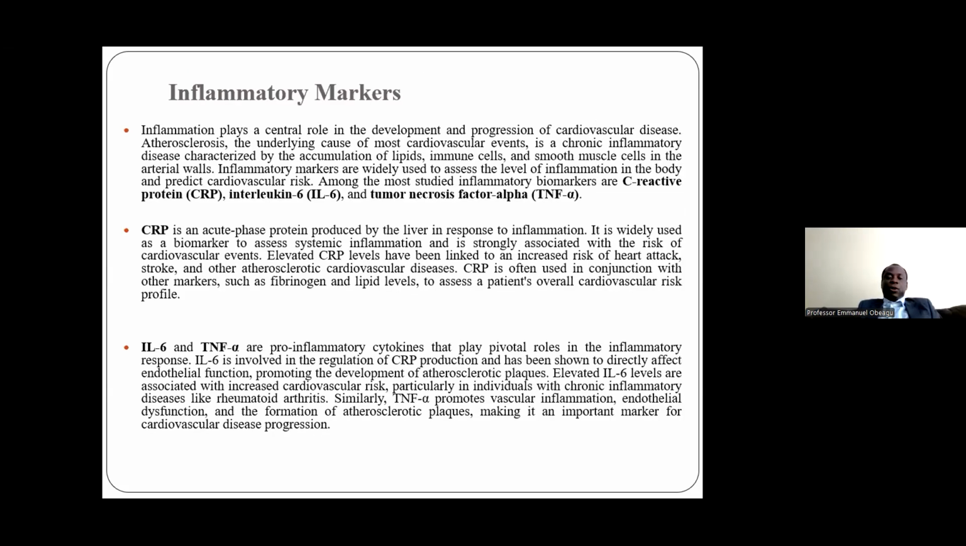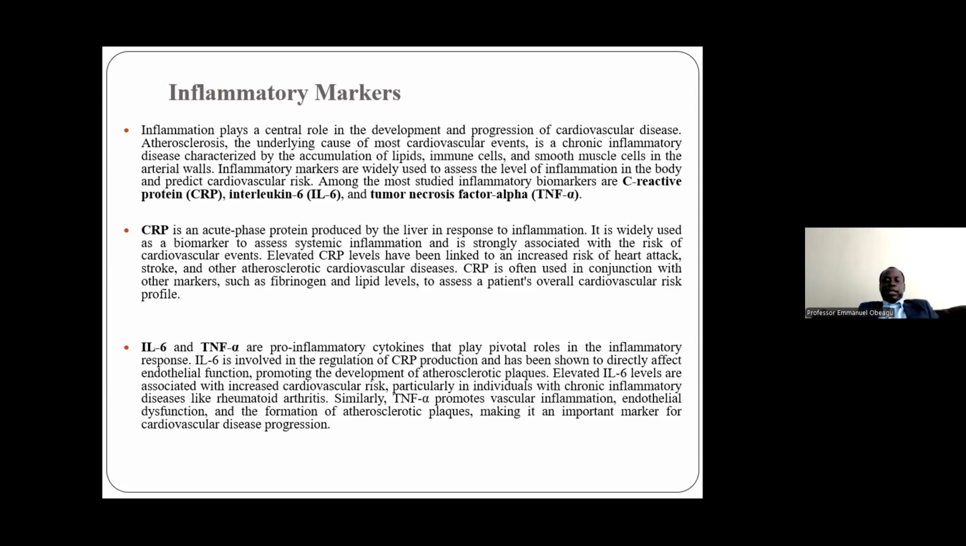We also consider some inflammatory markers. When I was talking, I talked about the critical role played by some cytokines, particularly interleukin-6, tumor necrosis factor alpha, and C-reactive protein. You know that C-reactive protein, as an acute phase protein, when elevated, has been linked to an increased risk of heart attack, stroke, and other atherosclerotic cardiovascular disease. So CRP is often used in conjunction with other markers, such as fibrinogen and lipid levels, to assess a patient's overall cardiovascular risk profile.